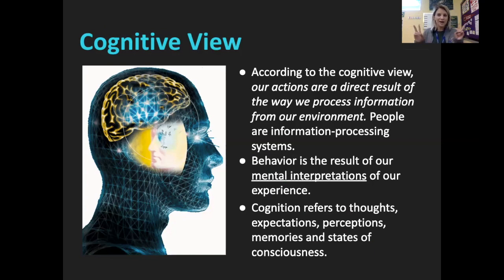And when we talk about what cognition is, cognition refers to thoughts, expectations, perceptions, memories, and states of consciousness. States of consciousness meaning like being asleep versus awake, also being impaired by drugs or other chemicals. And we're going to talk about that more as well, along with our psychological disorders unit.